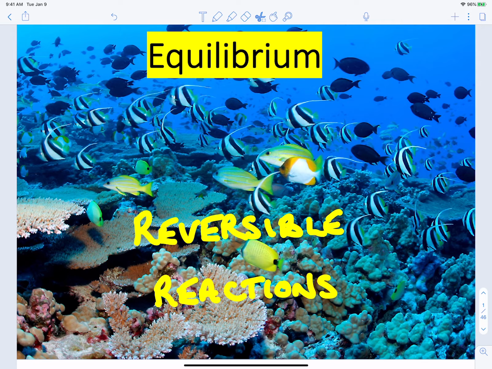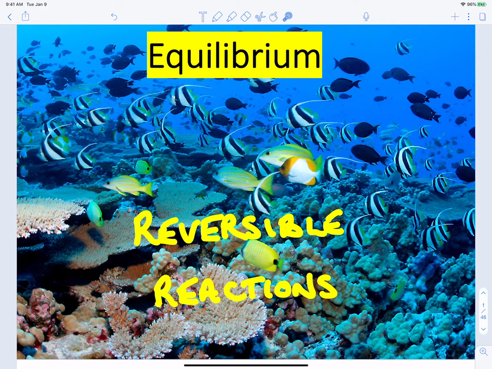Well, welcome back everyone. So this week we're going to talk about equilibrium, and equilibrium is all about what are known as reversible reactions. Reversible reactions are reactions that can occur in a forward direction, and the reaction can also happen in a reverse direction.